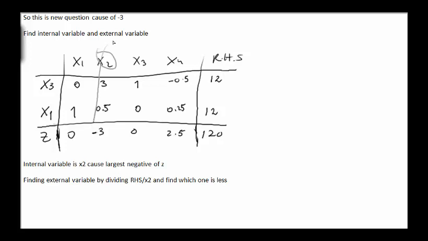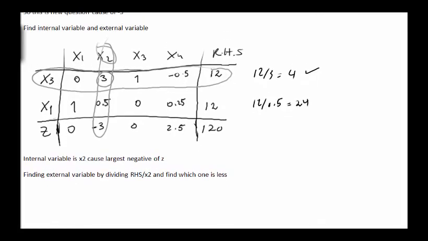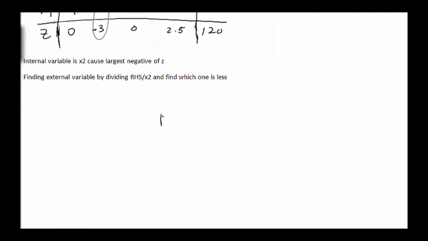So x2 will be the internal variable. Mark this column here, and we need to find the external variable. How to find the external variable? We divide the right hand side elements, these two elements, by the elements of the internal variable. So 12 divided by 3 is equal to 4, and 12 divided by half gives 24. Of course 4 is less than 24, so we have this row here, let's mark it. We have this common element, and x3 will be the external variable and will be replaced by x2. Let me write a new table here.